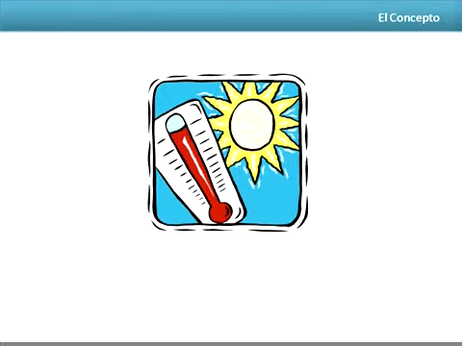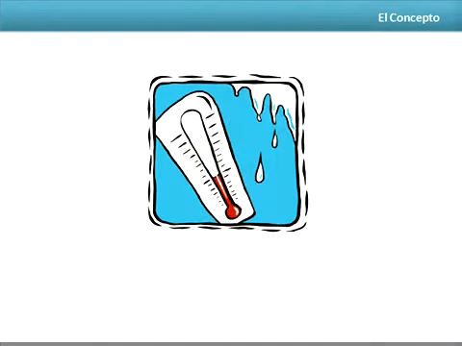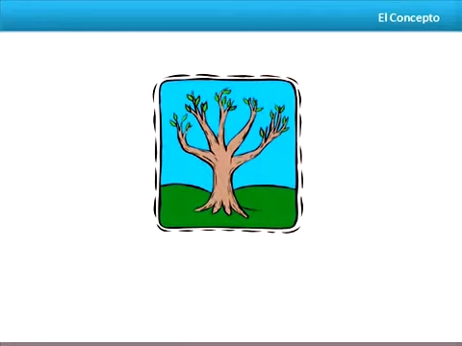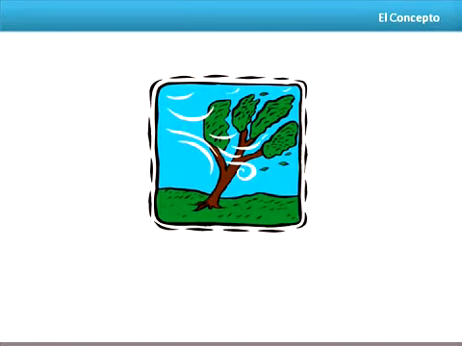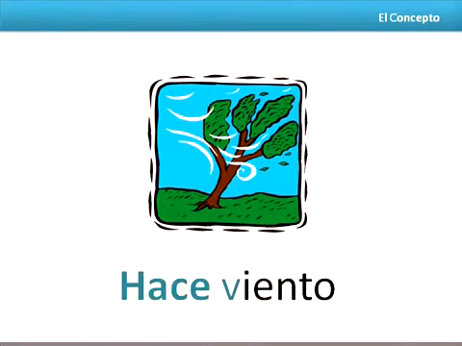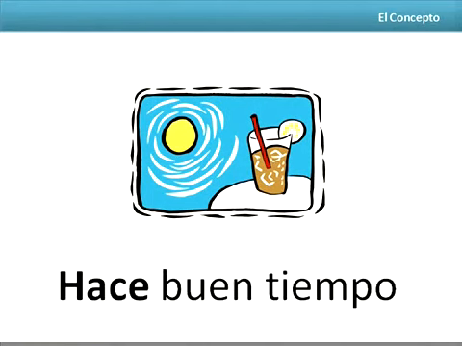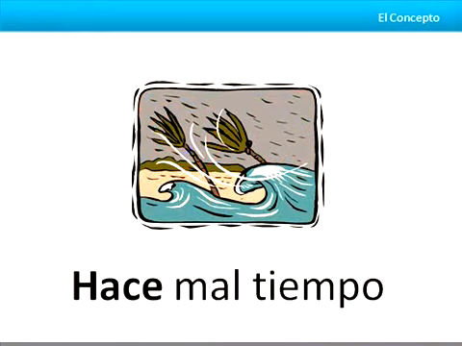It's hot. Hace calor. It's cold. Hace frío. It's cool. Hace fresco. It's windy. Hace viento. The weather's nice. Hace buen tiempo. The weather's bad. Hace mal tiempo.